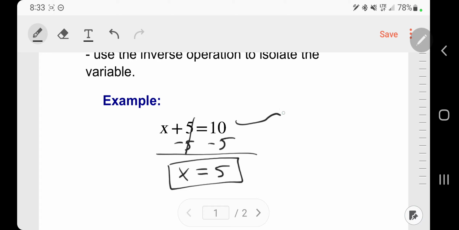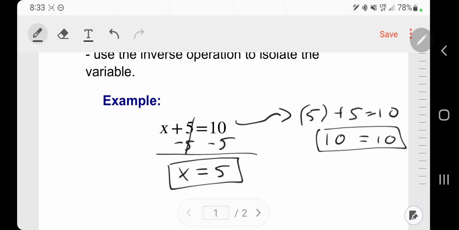In order to check your answer, you can also plug it back in. If I want to take my 5 and plug it in for my x, I could verify that I got the correct solution. 5 plus 5 would be 10. And we can see here that I would end up with the correct solution there.